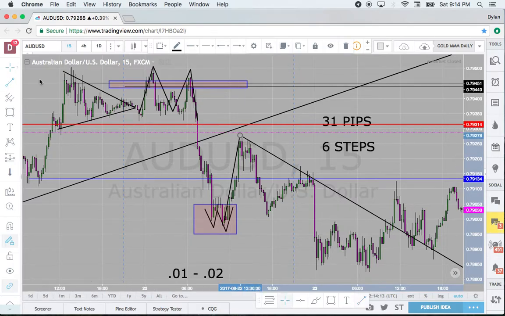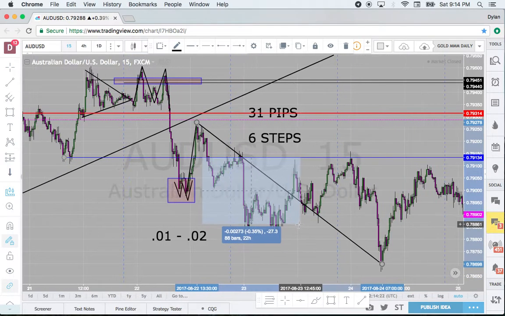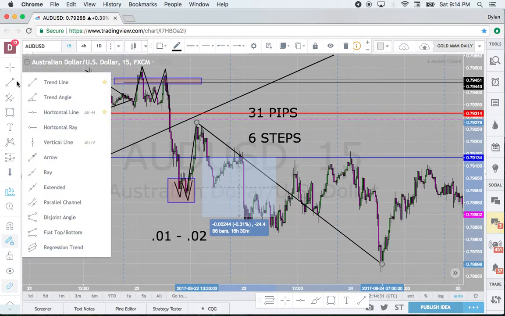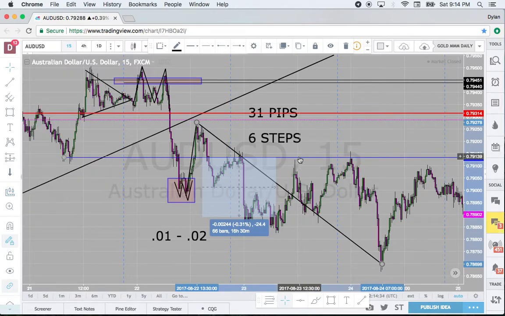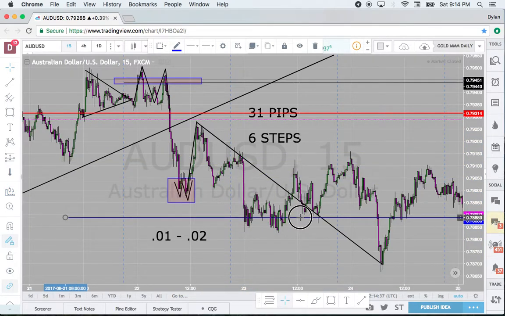So after 31 pips, or after another 12 pips, let's do 24 pips. 24 pips would be right around there. Price would have moved 12 more pips into profit, so the stop loss would have moved 12 more pips into profit. So, the stop loss would have moved to right here.